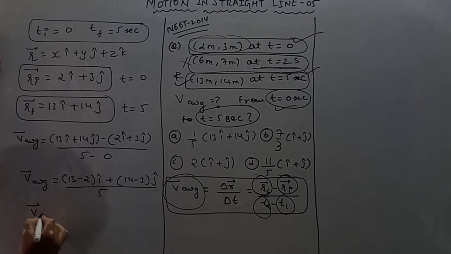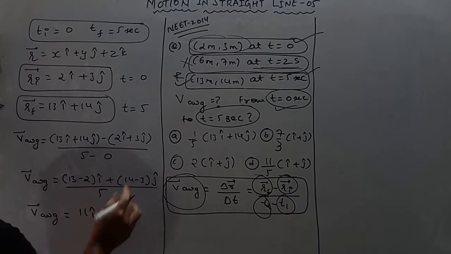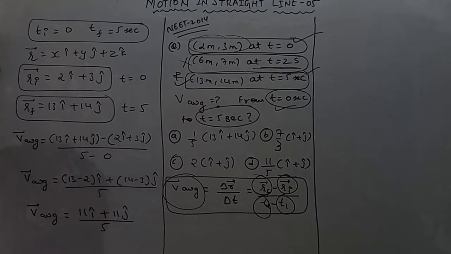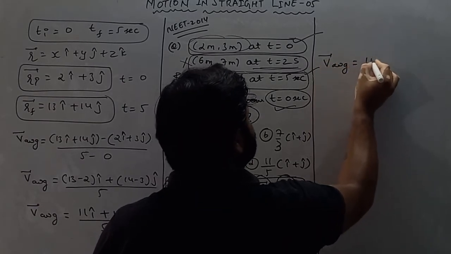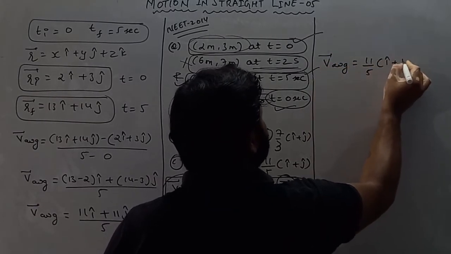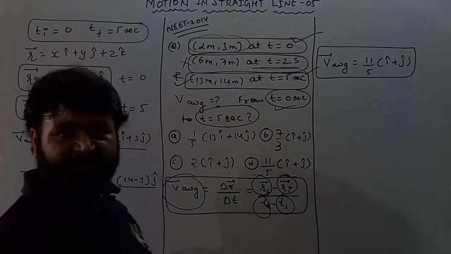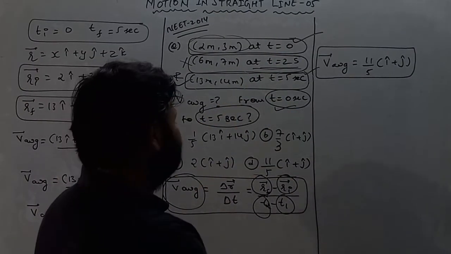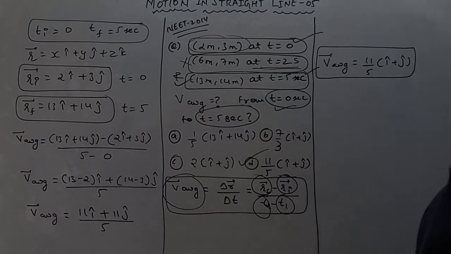So what will we get, my dear students? Average velocity vector is equal to 13 minus 2, that is 11 i cap, plus 14 minus 3, again it is 11, so 11 j cap, by 5. If I take 11 common, the average velocity vector is equal to 11 by 5 (i cap plus j cap). So this is the value of the average velocity vector for the particle from t equals 0 to t equals 5 seconds. So our answer is option D. I hope you all understand how we'll solve this question.